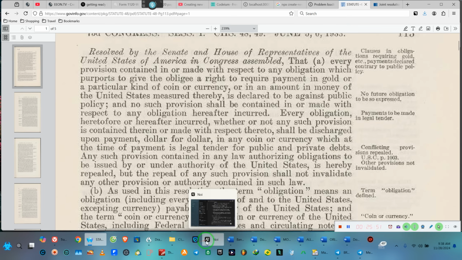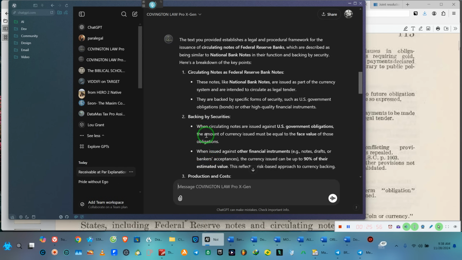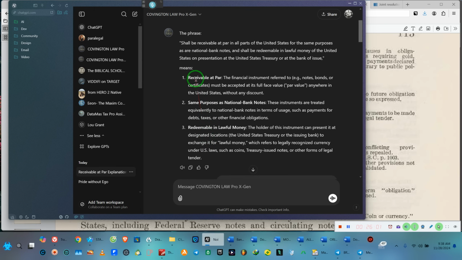What is legal tender? Let me explain it, people. He just explained it to you when I gave him this information. Sorry, we got to go up here. Receivable at par. The financial instrument referenced, that is, notes, drafts, bills of exchange, or certificates, must be accepted at its full face value, dollar for dollar, anywhere in the United States without any discounts. For the same purposes as national banknotes, which were considered legal tender. I know many people didn't understand that.